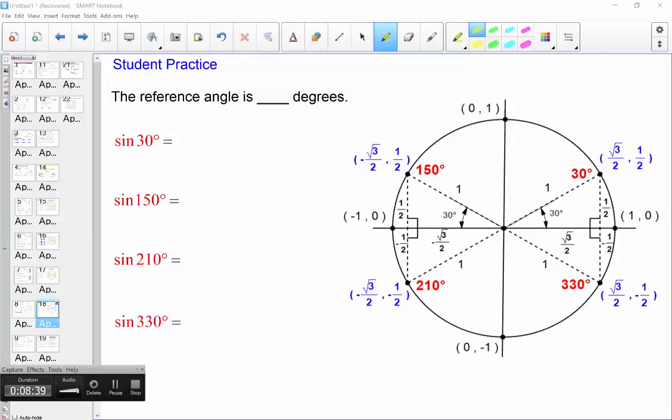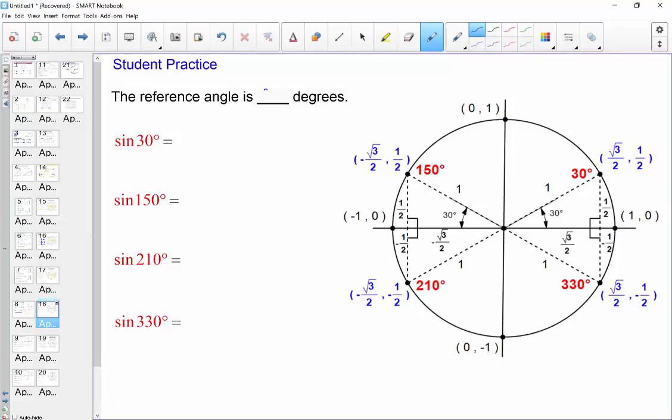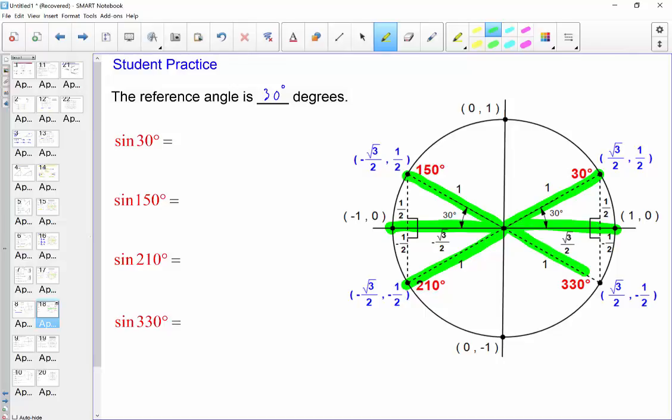Now go ahead and do a similar exercise for 30-degree reference angles, but this time we'll be using the sine function. You should have determined that the reference angle in each quadrant is 30 degrees, because in quadrant 1, it's just 30 degrees because it's a quadrant 1 angle. In quadrant 2, it's 180 minus 150 degrees, which is 30. In quadrant 3, it's 210 minus 180, which is 30. And in quadrant 4, it's 360 minus 330, which is 30 degrees.